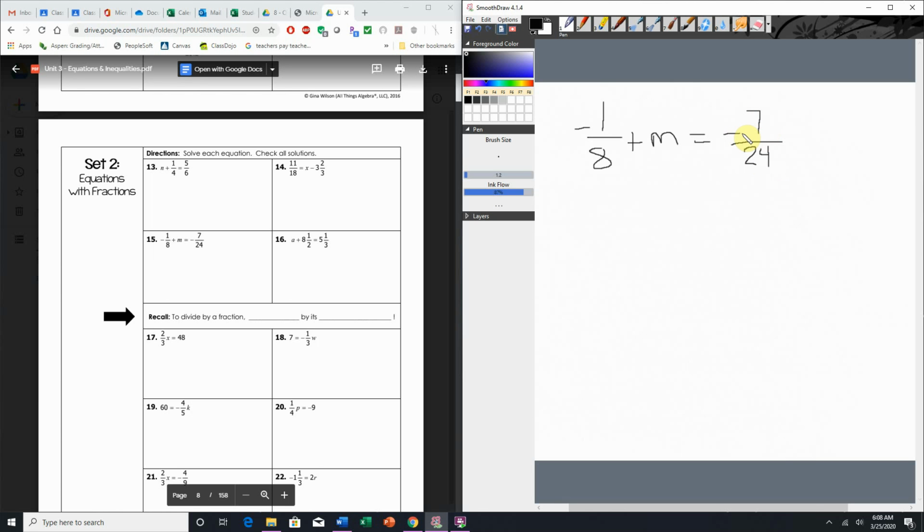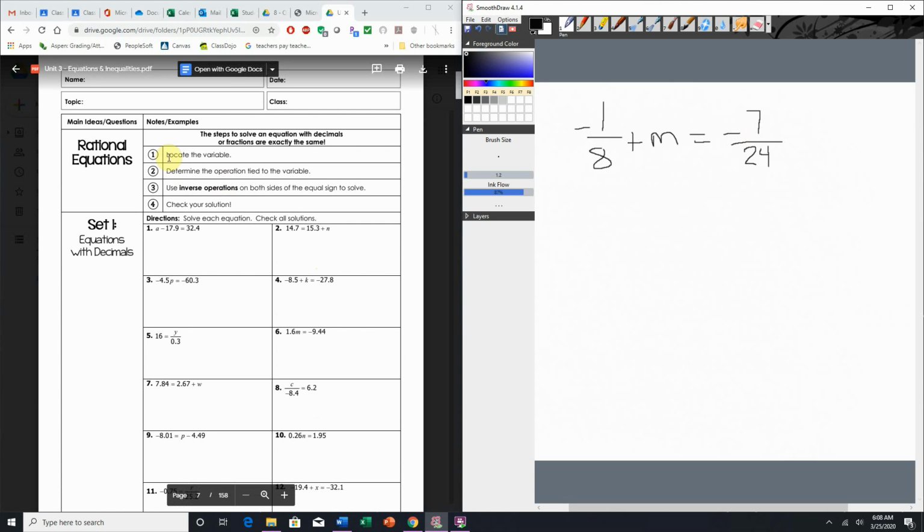Okay, so now we have to focus on our directions that we had yesterday. So first we have to locate the variable. So let's go back to red here. So our variable in this case is m. Okay, and we have to figure out what operation is tied. Okay, so this was a tricky one that we had troubles with in class. Okay, so yes, this plus sign is with the m, but remember this is a negative 1/8. Okay, so we read left to right. So the actual operation tied to it is a minus 1/8.